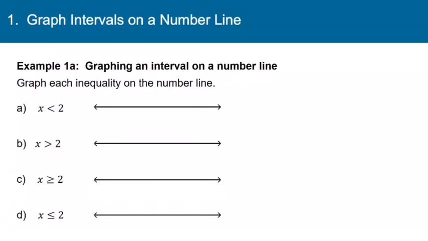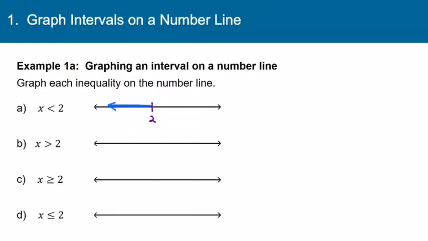The only number that I ever label on my number line is the number that I'm worried about from my inequality. So I want to graph here all the numbers that are less than 2. So I'm just going to put one number on my number line, and that is the 2. And now we want to shade the numbers that are less than 2. So the numbers that are less than 2 on the number line would lie to the left of 2.